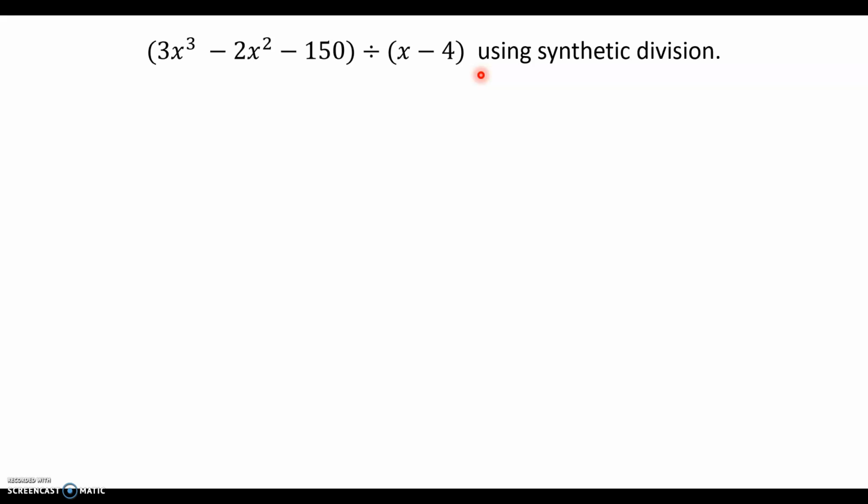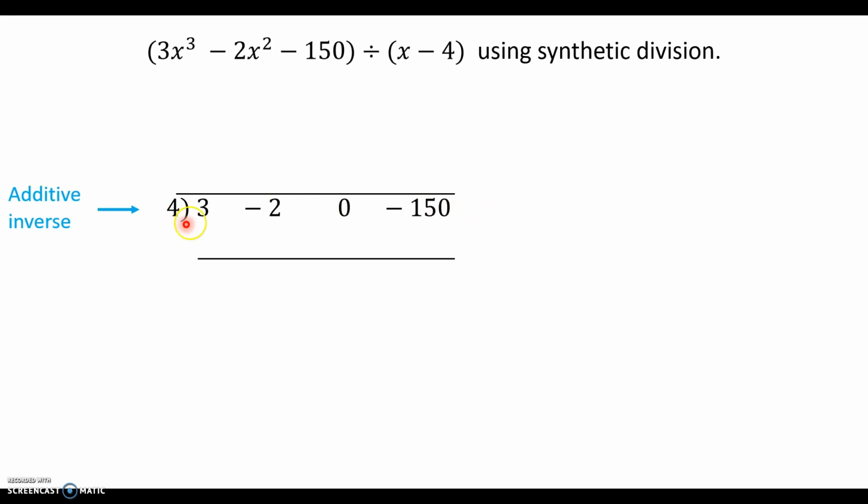Okay, so let's go ahead and see how we would set this up for synthetic division. First thing that we'd want to do is write up our terms here. But before that, let's talk about where I got this 4 from. The 4 is the additive inverse of the constant in my linear term, the binomial that I'm dividing by. The 3 is the coefficient of my cubic term. Then I have the 0, and then I have the coefficient for my constant term.